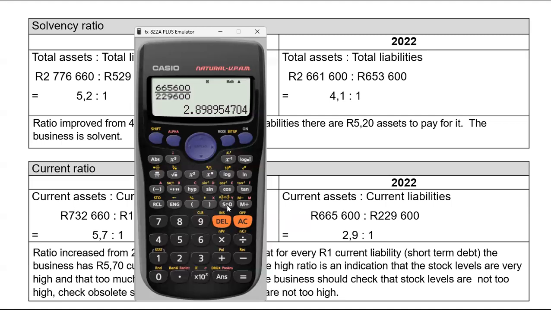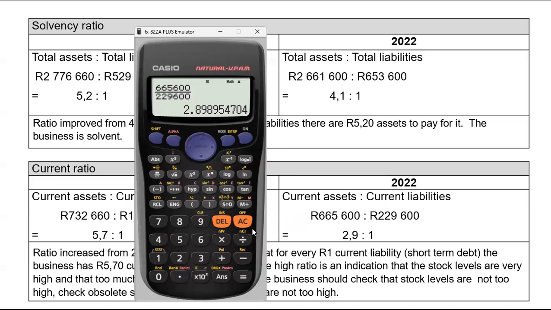In most cases, they will ask you to write it in two decimal places. And if you were to write this in two decimal places, it'll be 2,90, which really doesn't make that much of a difference. Okay. Now, the reason they gave us when we commented is that this means that for every 1 rand of the current liability, which is a short-term debt, the business has 5 rand, 70 current assets to pay for it. The high ratio is an indication that the stock levels are very high and that too much cash is tied up in stock.